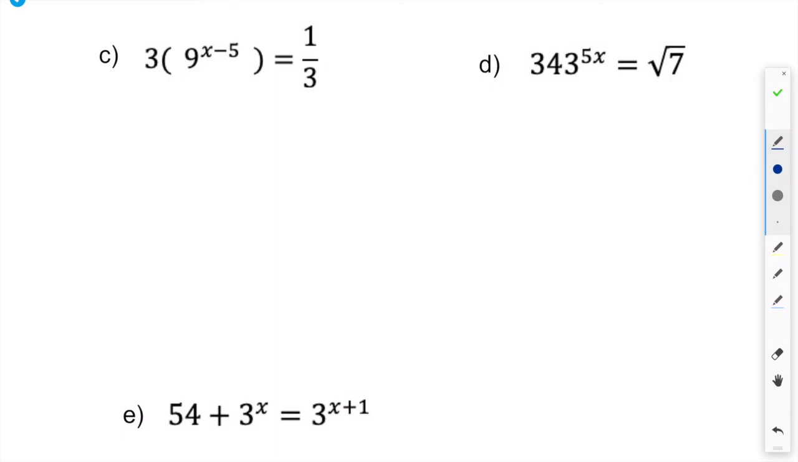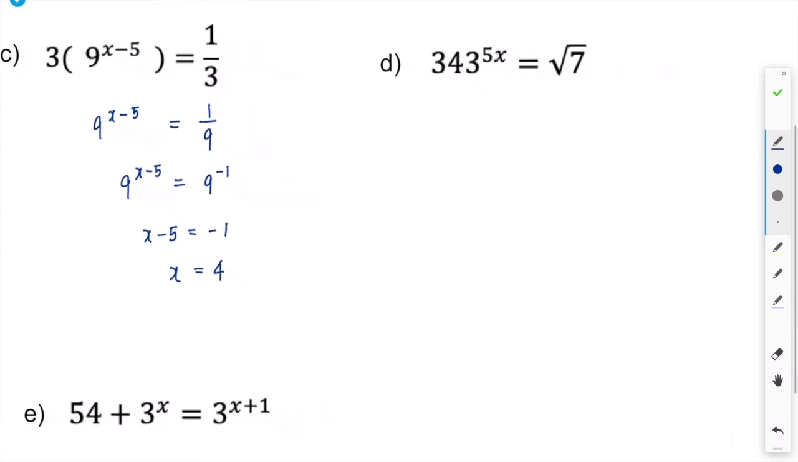So hopefully you have actually tried the next few questions on your own before coming back to the video. So let's check your solutions against how I do it. So in this question, I know that 3 is kind of like extra on the left side. So I'm going to divide both sides of the equation by 3. This actually makes it better because now I can write the right side as 9 to the power of negative 1 compared to 9 to the power of x minus 5. Therefore, x minus 5 is negative 1. X is negative 1 plus 5, so 4.